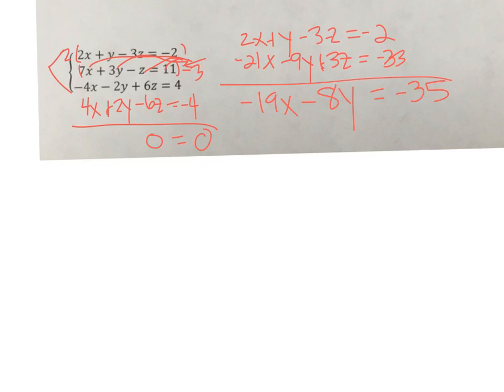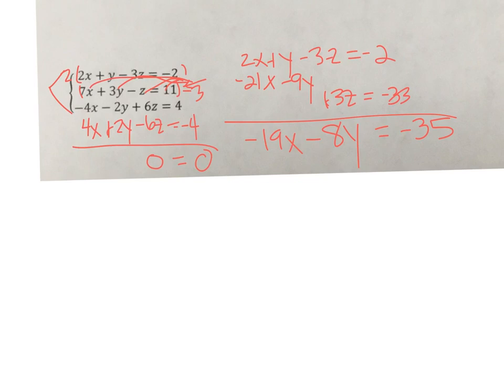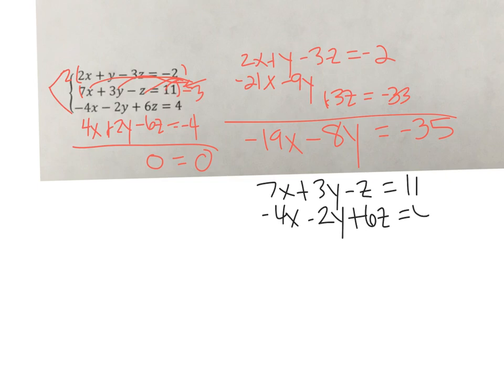Okay? So I have 7x plus 3y minus z equals 11. And remember, I need to do the third equation. I have negative 4x minus 2y plus 6z equals 4. And I'm going to go ahead and stick with multiplying this top equation by 6, because then I'll have a negative 6z and a positive 6z.